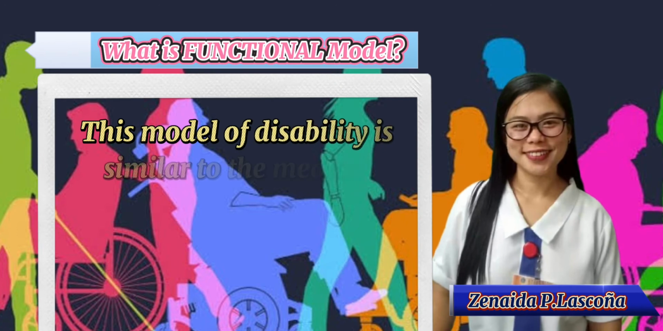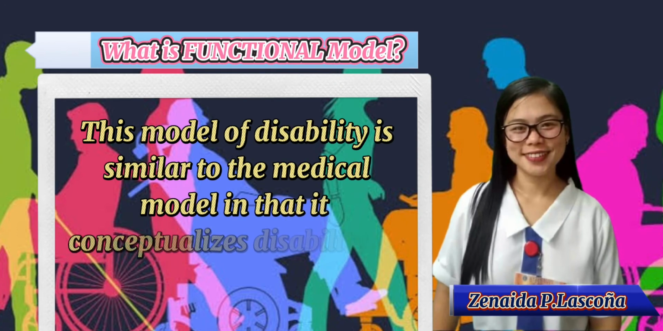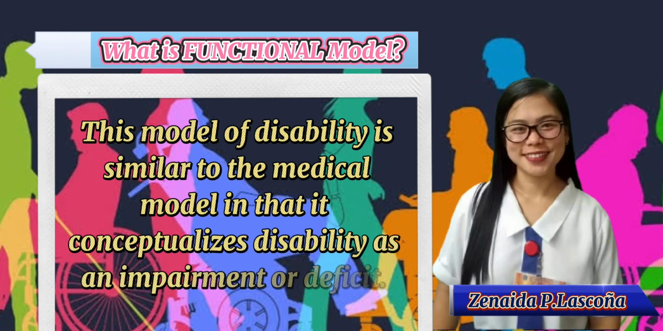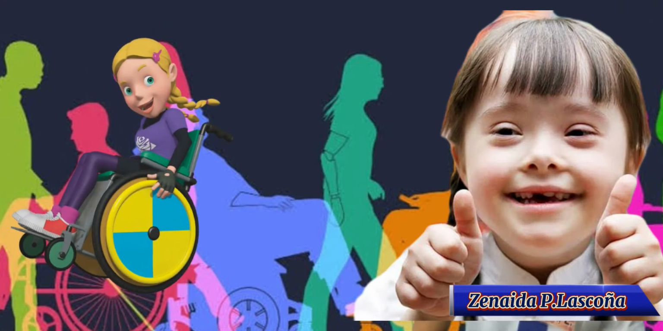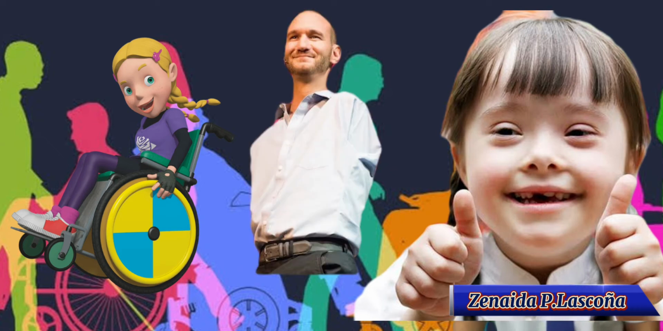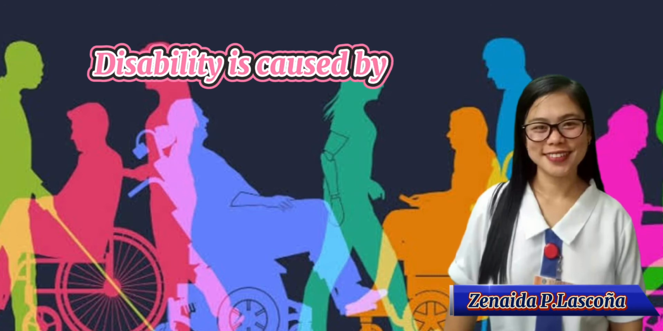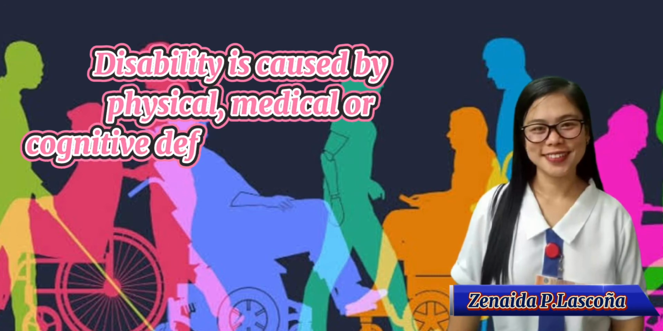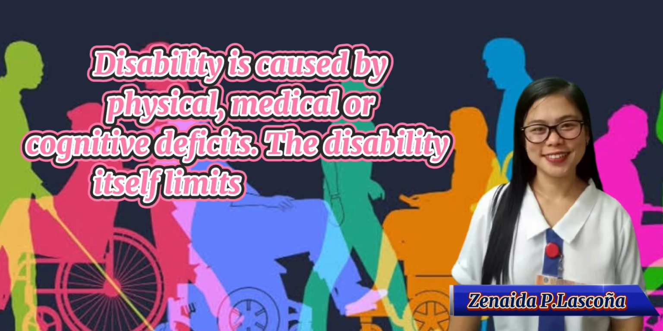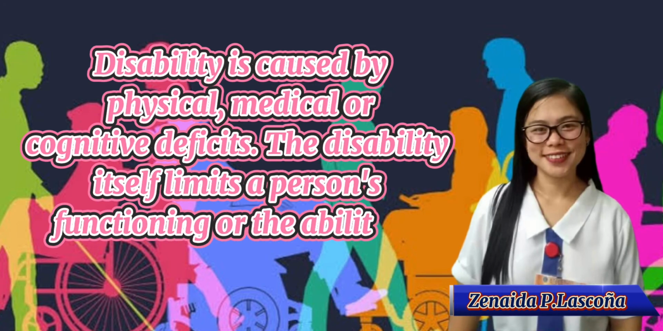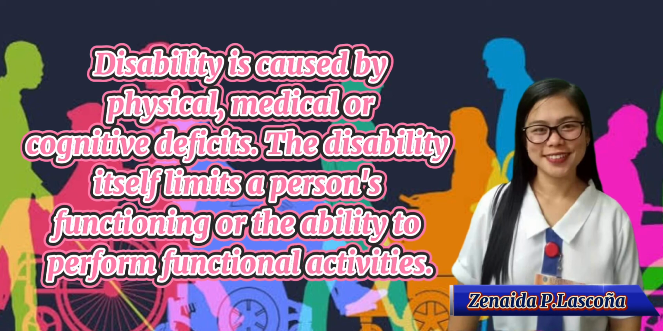This model of disability is similar to the medical model in that it conceptualizes disability as an impairment or deficit. So, the same as the medical model, this model considers disability as a deficiency or impairment of a person. Here in the functional model, disability is caused by physical, medical, or cognitive deficits. The disability itself limits a person's functioning or the ability to perform functional activities.